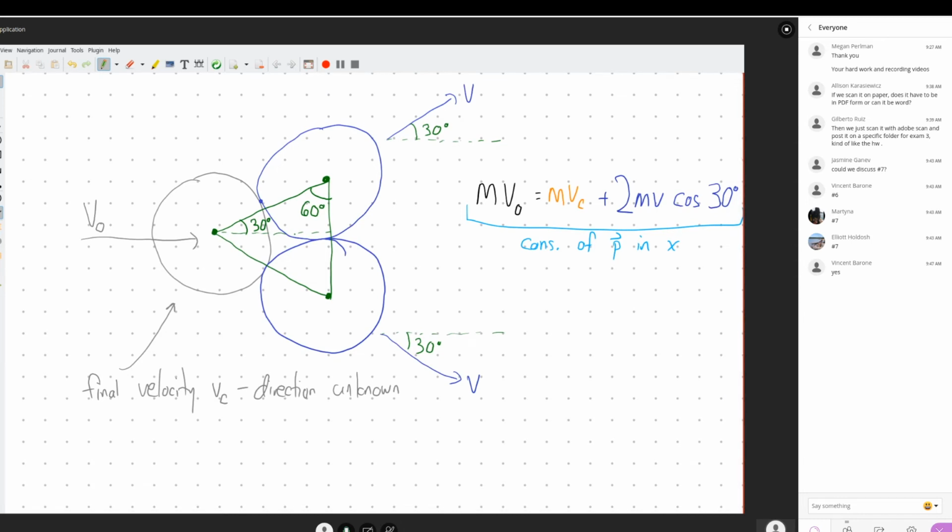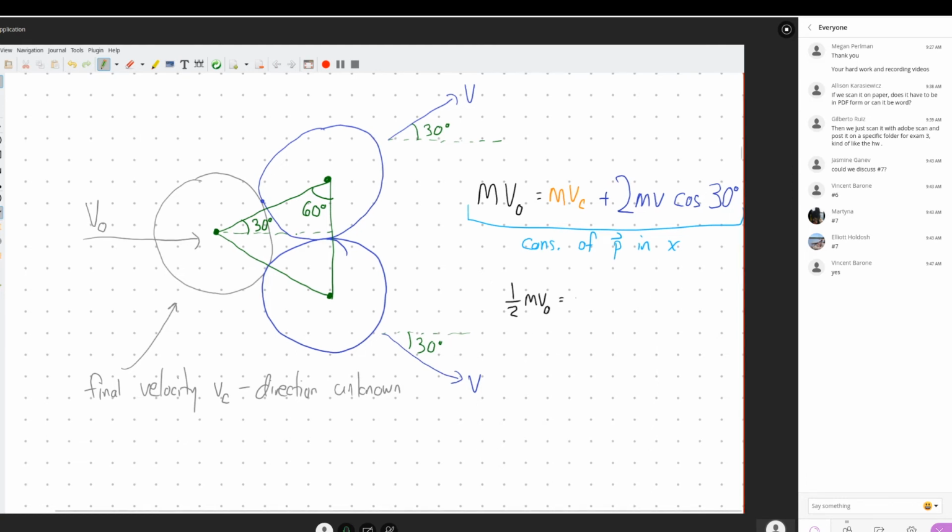And then I need to use, since I know this is an elastic collision, I know that the kinetic energy beforehand is the same as afterwards. So I can also write 1/2 m v naught squared equals 1/2 m v_c squared, so the final kinetic energy of the cue ball, plus 2 times 1/2 m v squared. That's the final velocity of the other two balls.